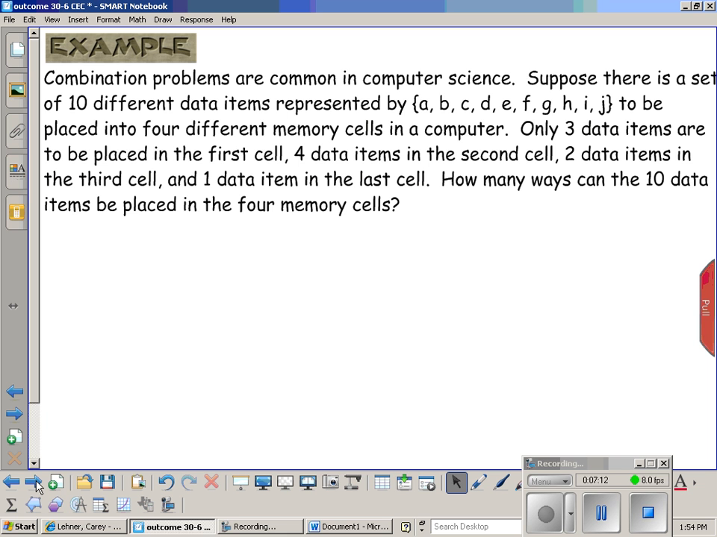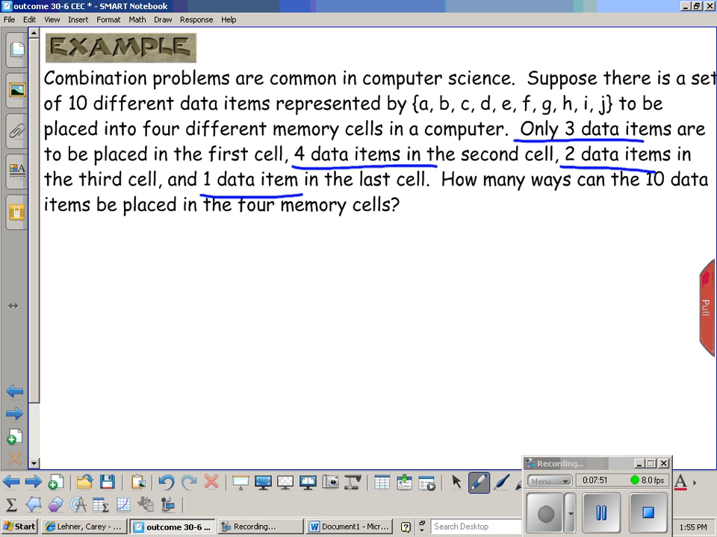Now, what we have to understand is that within each cell, it doesn't matter what order. So it doesn't matter if in the first cell where we are allowed to place 4, it doesn't matter if we go A, B, C, D or B, A, C, D. If those 4 are in there, it is a combination. All right? So we know that we have 3 data items in the first one, 4 in the second, 2 in the third, 1 in the fourth. So we have to find all of these possibilities.